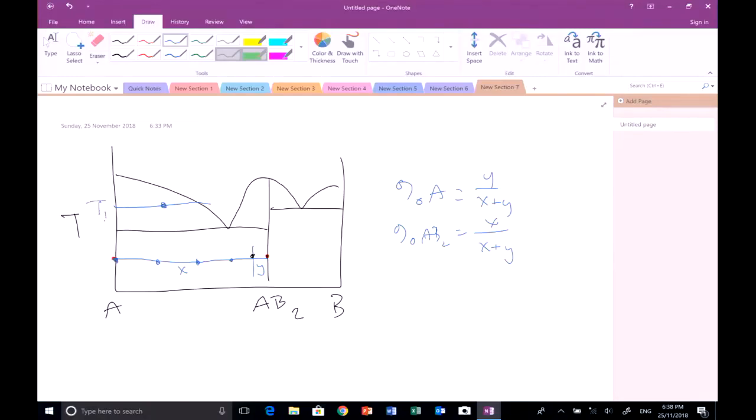The next exam question is, give me the quantitative phase assemblage of that composition at T1. I didn't ask you to do it at room temperature. I specify the temperature. So what is it? I'll move it a little bit to make it easier.